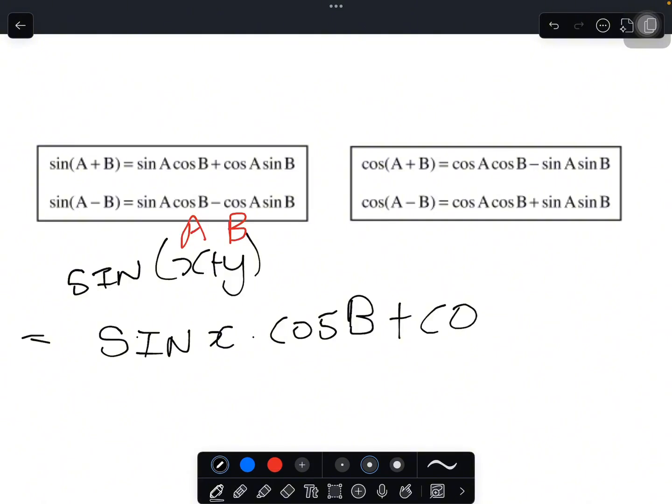Oh, why did I put B here? Sine x cos y plus cos x times sine y. And there's how you expand it. It's as simple as that. Let's look at one more example.